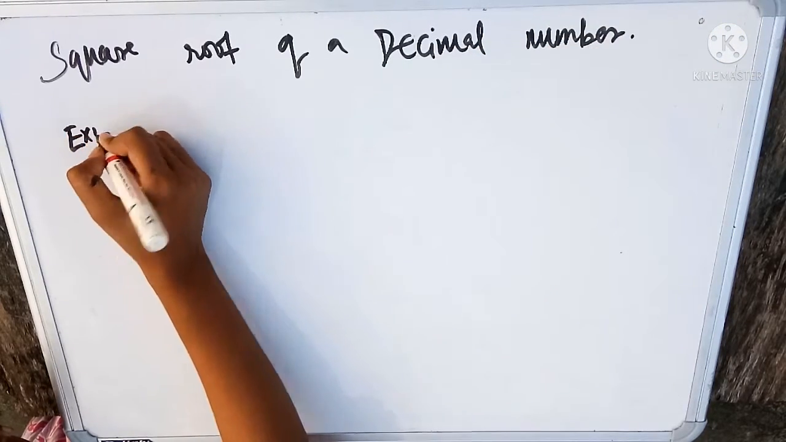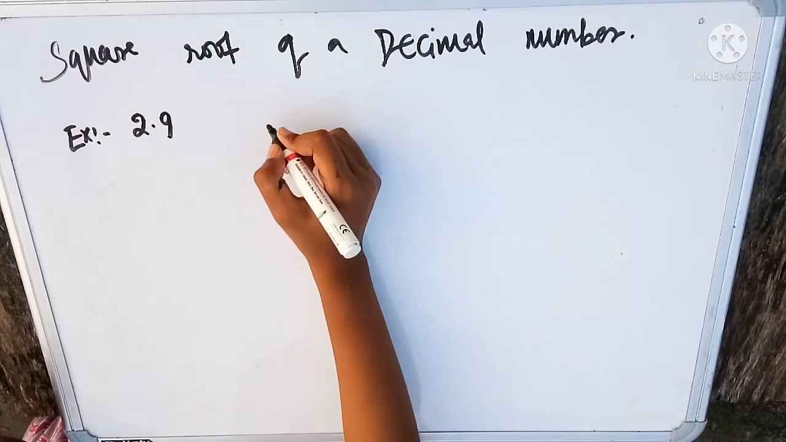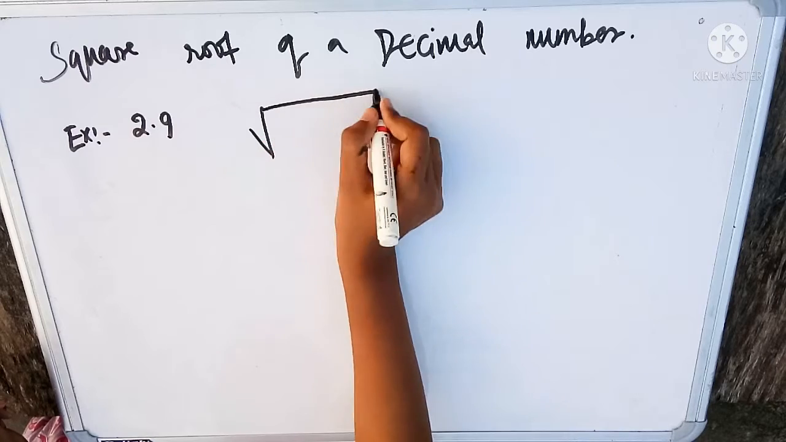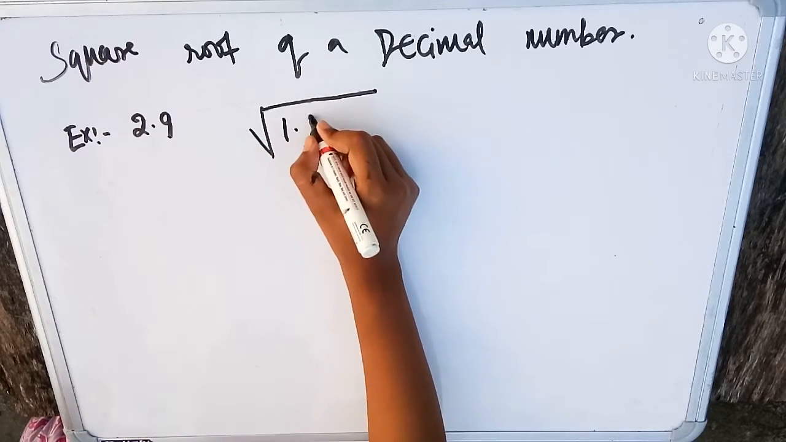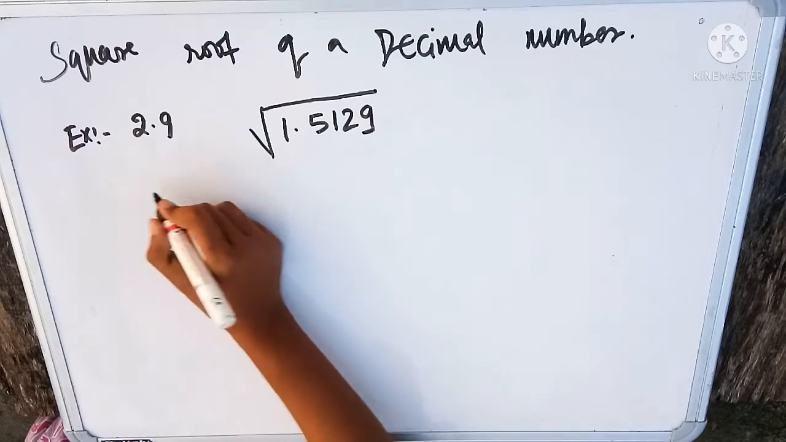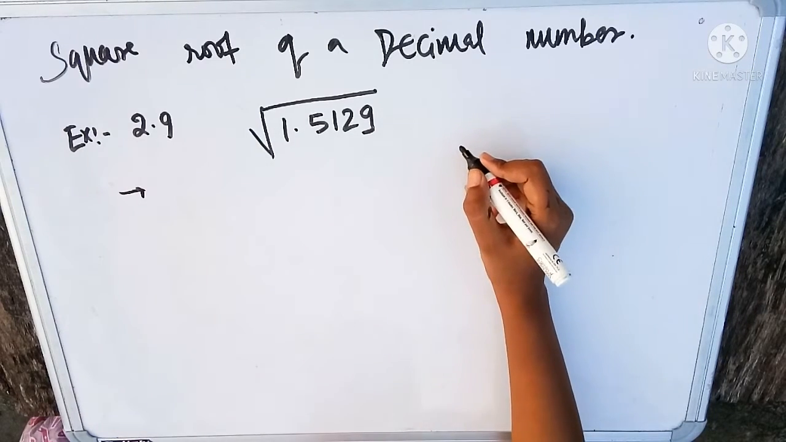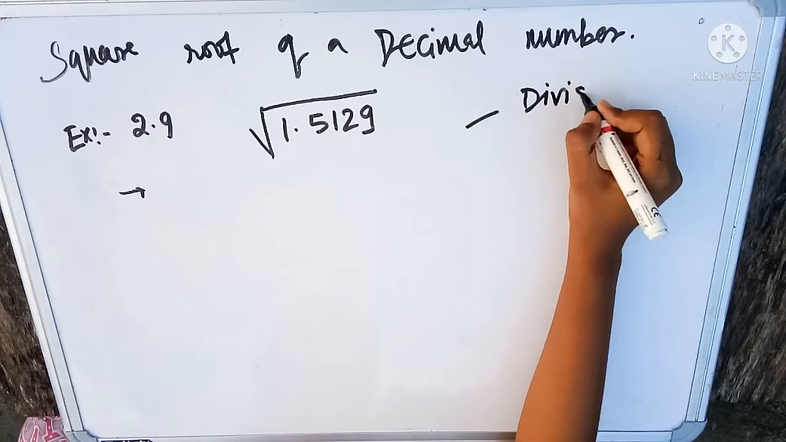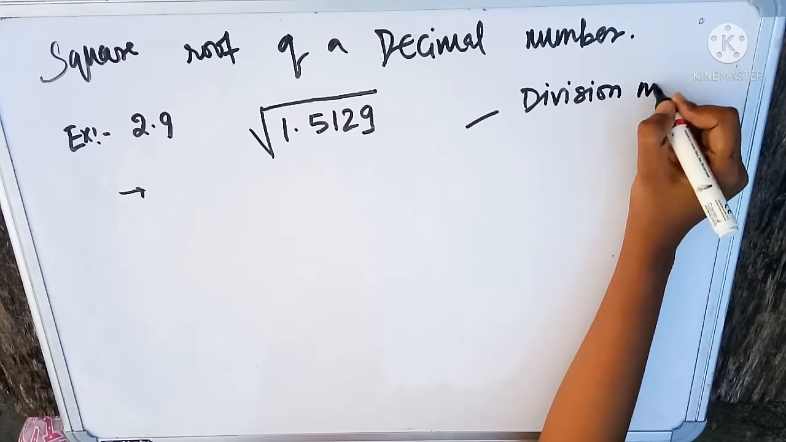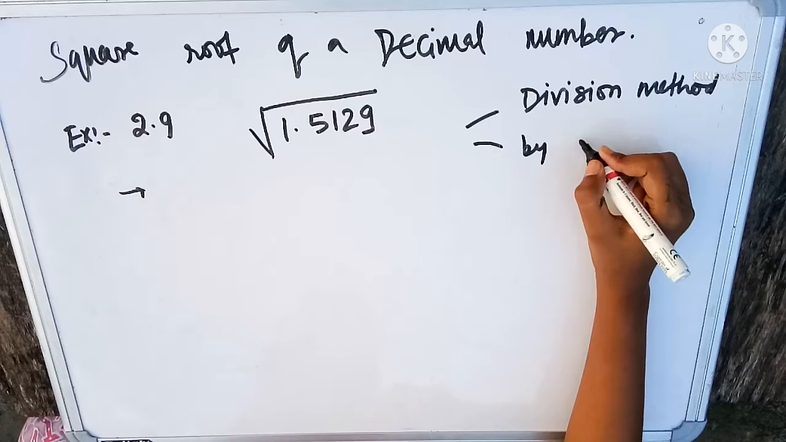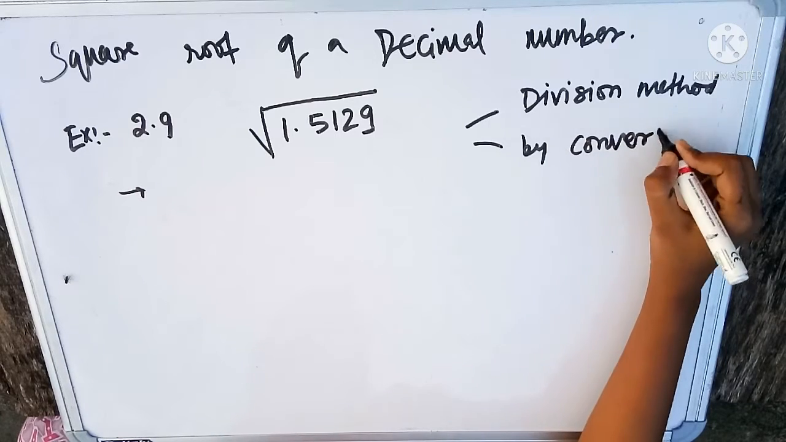Example we have here is example 2.9 in your book, which says that we have to find out the square root of the number 1.5129. Now we can find out here the square root of this decimal number by two different methods. The first is by division method, which we have discussed in our previous video, and the second is by converting this into a rational number.